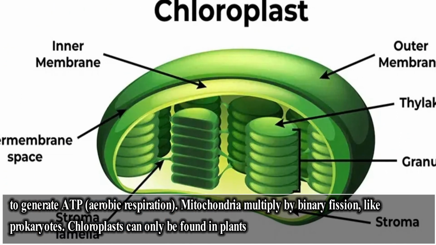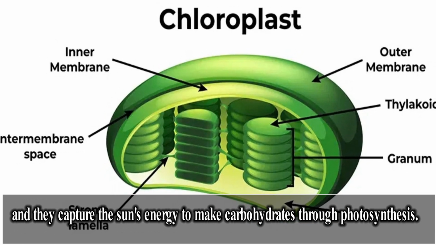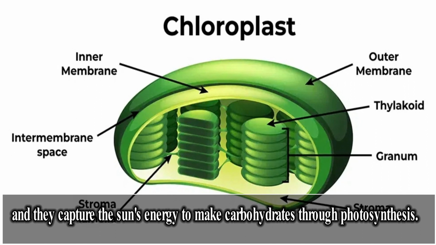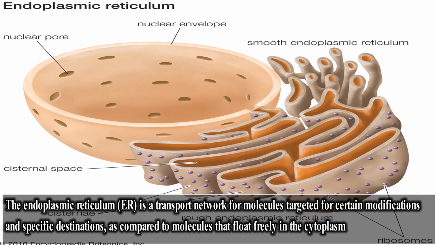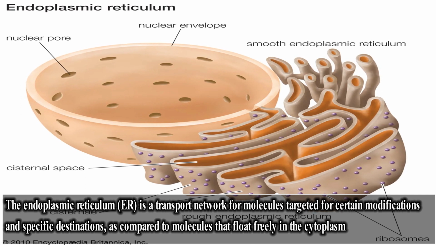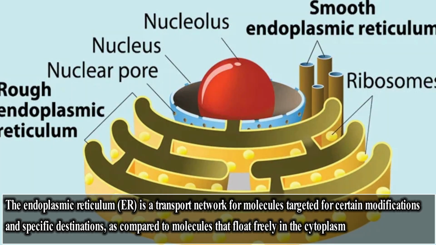Chloroplasts can only be found in plants and algae. They capture the sun's energy to make carbohydrates through photosynthesis. Endoplasmic reticulum is a transport network for molecules targeted for certain modification and specific destinations, as compared to the molecules that float freely in the cytoplasm.